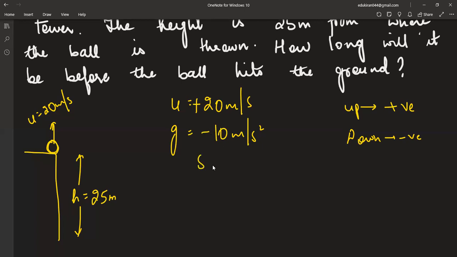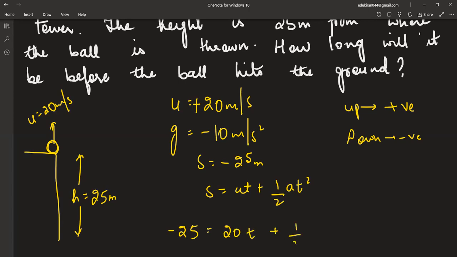Now see displacement, this is 25 meters. So displacement is also occurring downwards, so this will be negative. Now we'll use our equation S is equal to ut plus half at square. So minus 25 is equal to 20 into t plus half into minus 10 into t square.